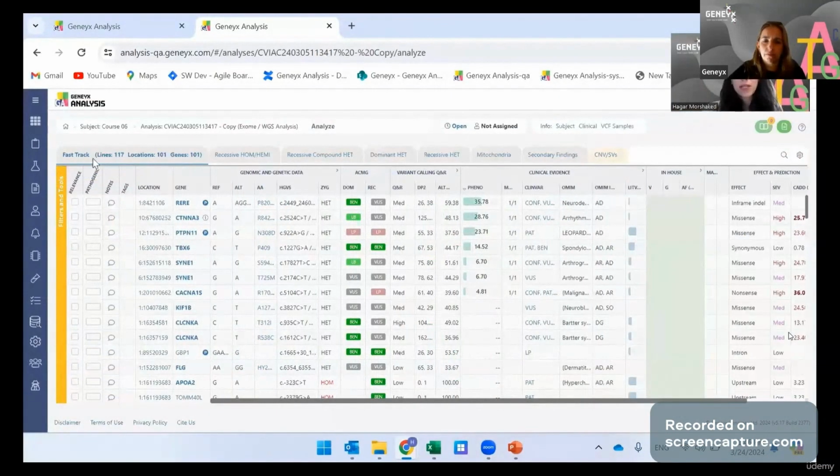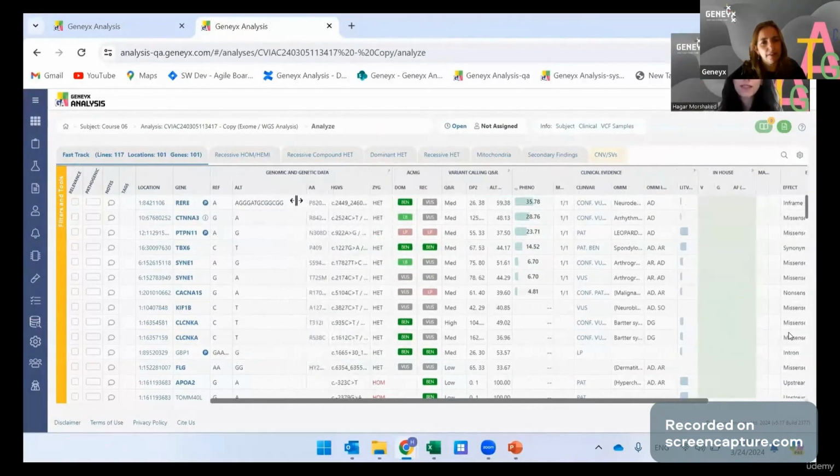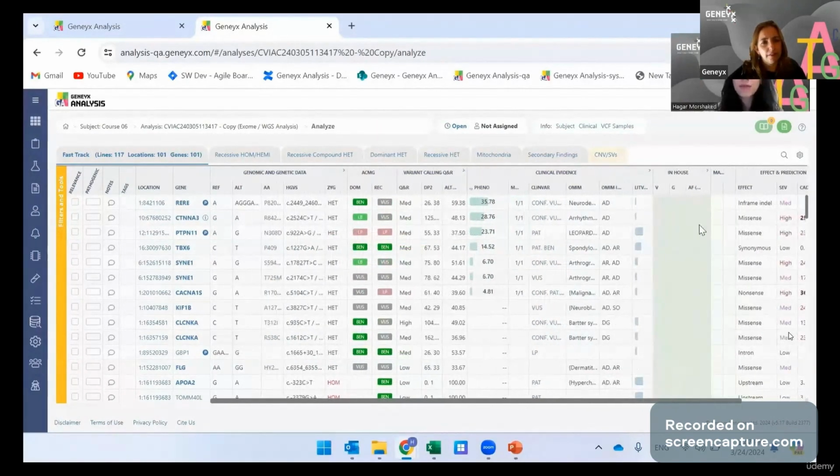So in the main variant dashboard in the fast track, which is the first tab that we see by default when the analysis is open, the variants are sorted by the relevance of the phenotype in a descending way, which means the first variant is highly relevant or associated with the phenotype. So the first variant is a variant in a gene named RERE, R-E-R-E. In this specific location, the reference is A, the alternative is a bit long, and if we go to the effect, this is an in-frame indel.